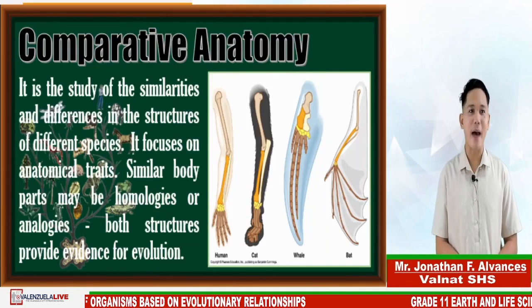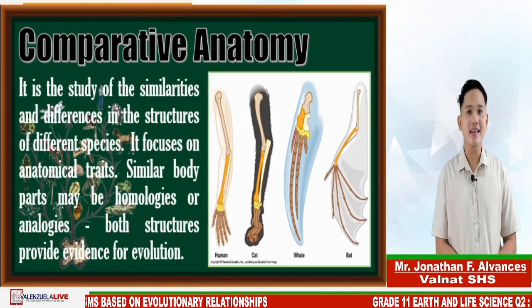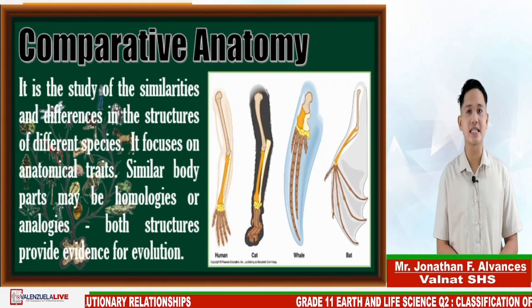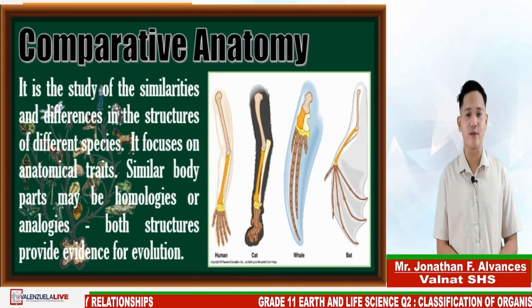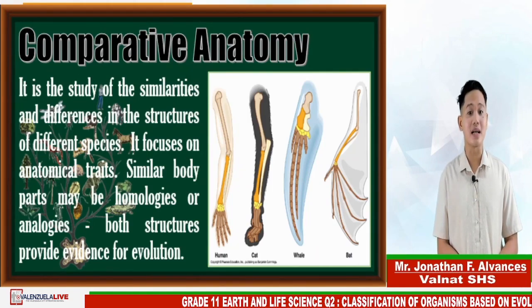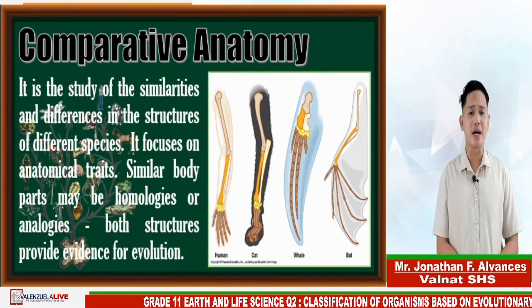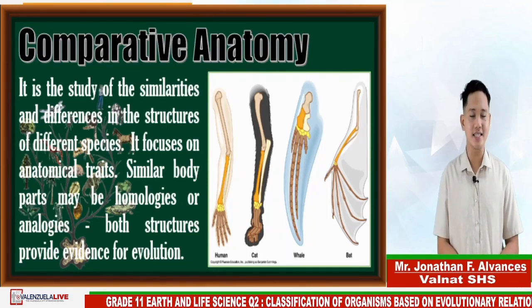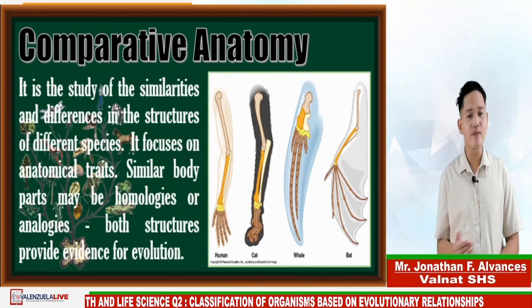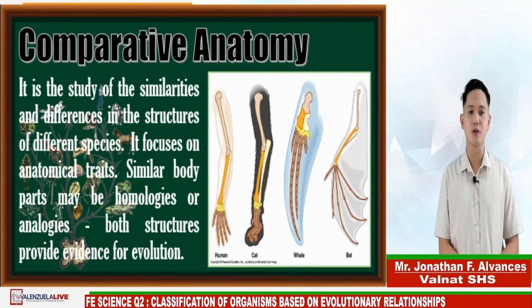Next is comparative anatomy. It is the study of the similarities and differences in the structures of different species. It focuses on anatomical traits. Similar body parts may be homologies or analogies. Both structures provide evidence for evolution.